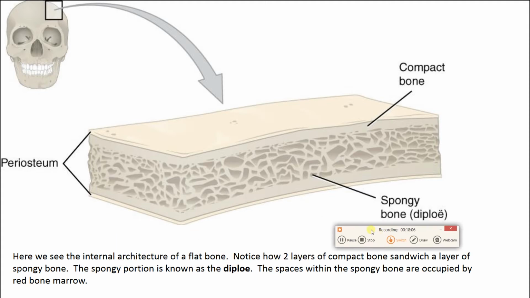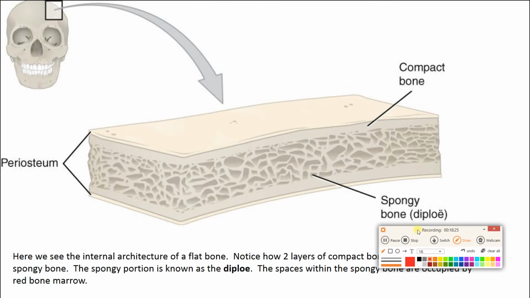Fantastic. I'm excited about that. What I'm looking at here is a flat bone structure. This is a skull up here. This bone in the front of your skull is the frontal bone. It is a classic flat bone. And what we're seeing here in this expanded view is basic flat bone architecture.